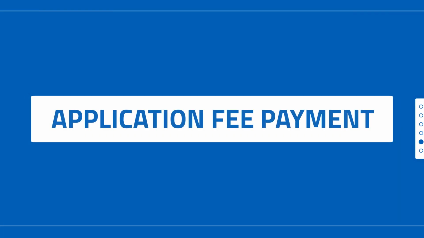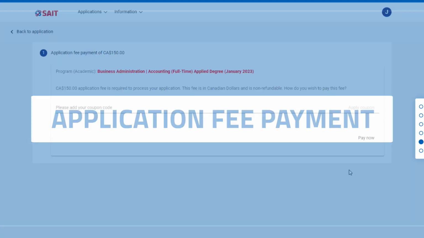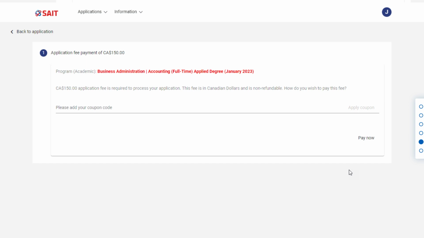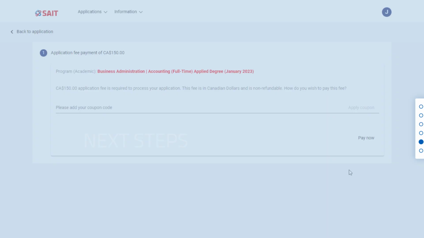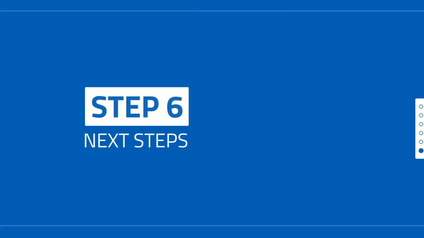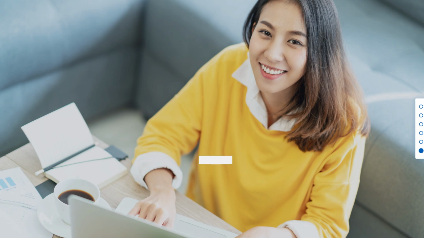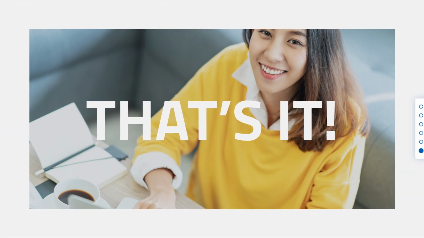Application Fee Payment. You will now be taken to the Pay My Tuition page to pay your non-refundable application fee of $150 per program application. Payment can only be made using Visa or MasterCard. Step 6. Next steps. That's it. Your application has now been submitted.